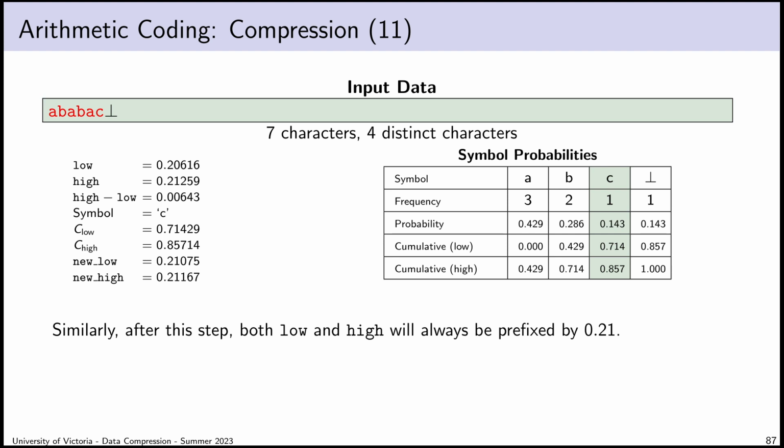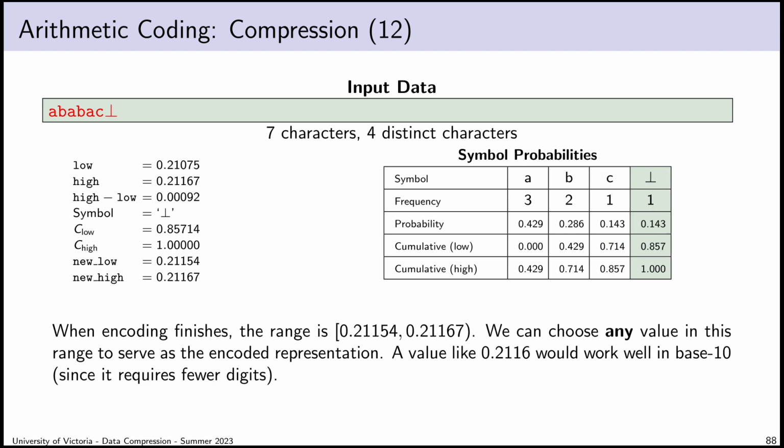And I keep going, and I notice eventually both low and high begin with 0.21. That is permanent. For the rest of the algorithm, both low and high will begin with 0.21. That prefix will never change. All right, so when the encoding finishes, the range is 0.21154 through 0.21167. This range corresponds to all messages that begin with that sequence. So every message beginning ABA, BAC, end of message marker is going to be in this range. So whether it's this message here, followed by an infinite sequence of A's, or followed by A, B, B, and then an infinite sequence of C's, every single message beginning with these characters falls into this range here.